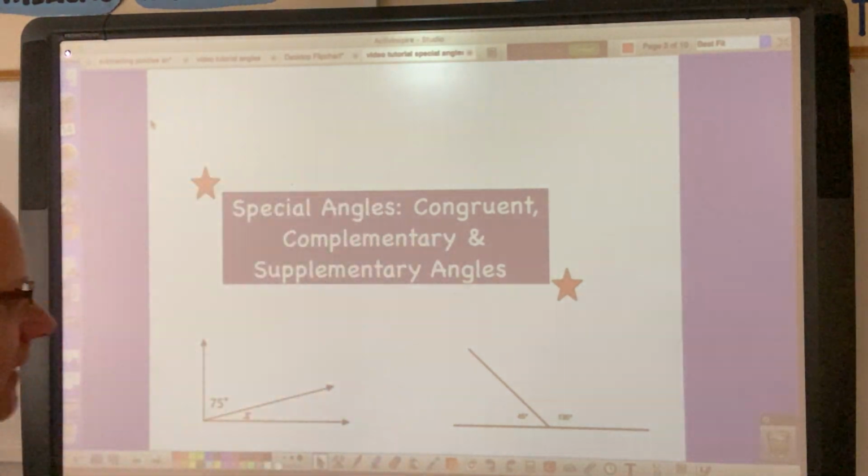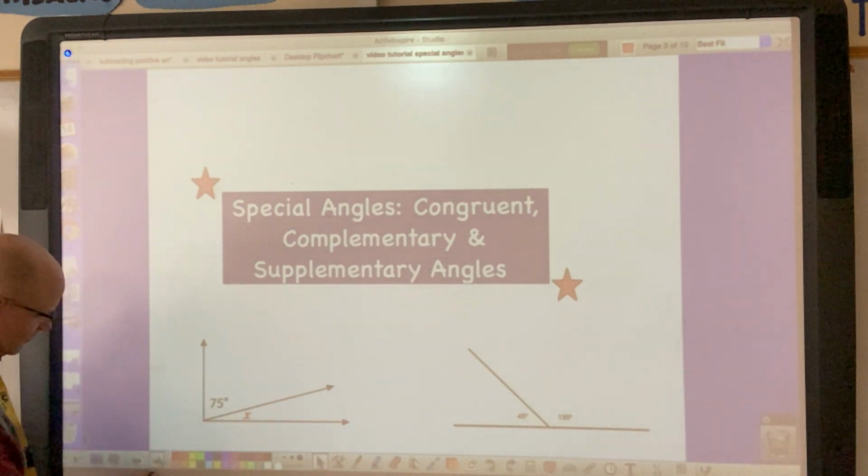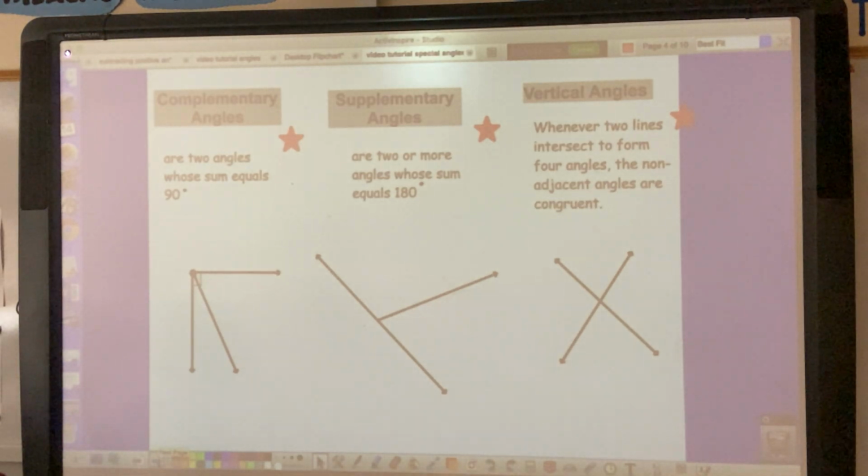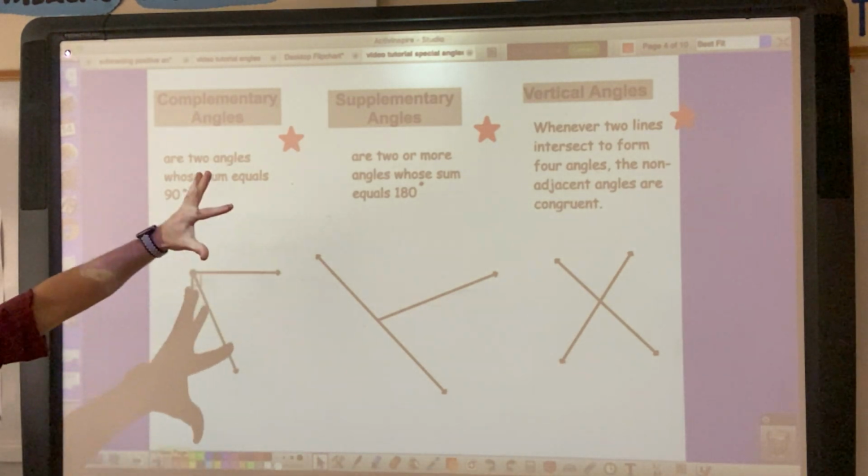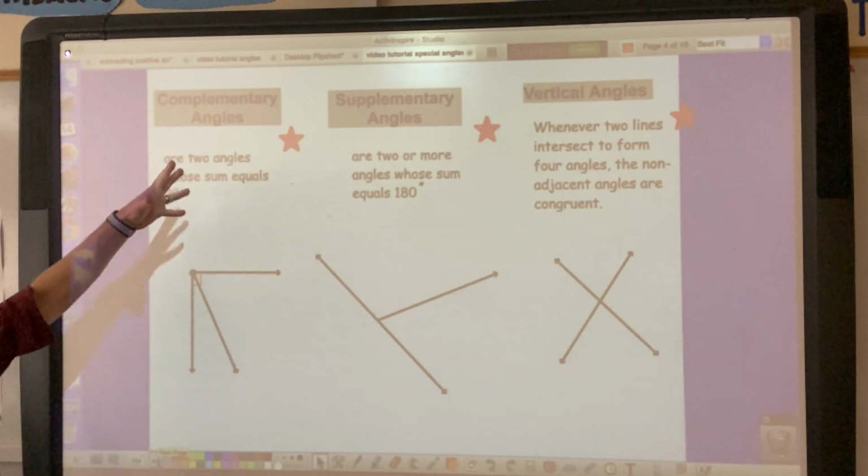All right. We're going to be talking about complementary and supplementary angles. Not too difficult of a topic. I want you guys to take notes. Anytime you see these red stars, you know to take notes. So the first thing is complementary angles.